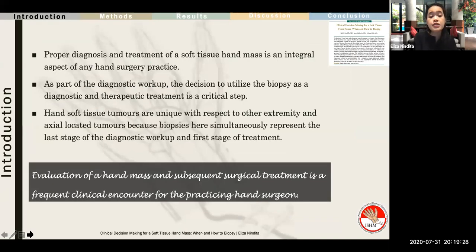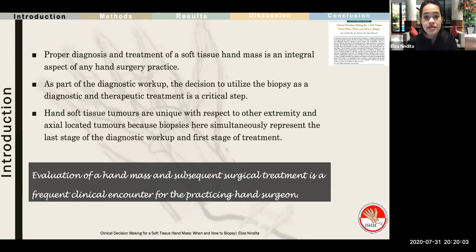A proper diagnosis and treatment for a soft tissue hand mass is an integral aspect of any hand surgery practice. As a part of the diagnostic workup, the decision to utilize the biopsy as a diagnostic and therapeutic treatment is a critical step. Hand soft tissue tumors are unique with respect to other extremity and axial located tumors because biopsy here simultaneously represents the last stage of the diagnostic workup and the first stage of treatment.